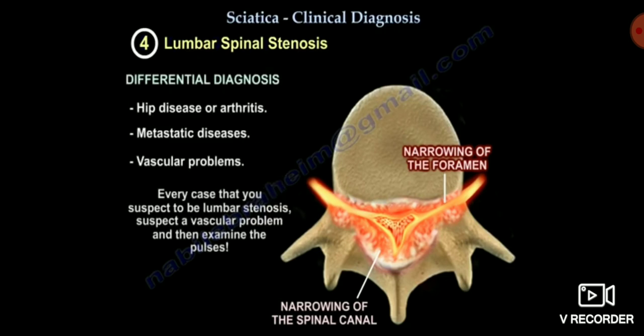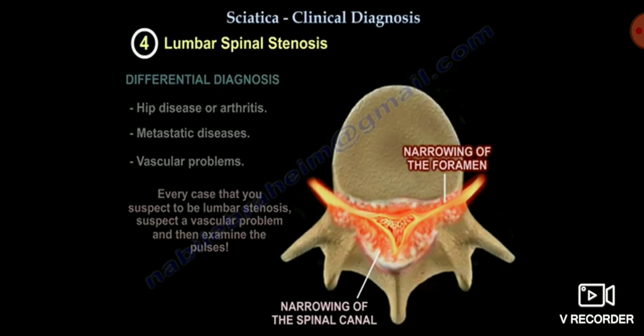There is a differential diagnosis of lumbar stenosis. One of them is hip disease. The second one is metastatic disease. The third one is vascular problems. Every case that you suspect lumbar stenosis, suspect a vascular problem, then examine the pulses.